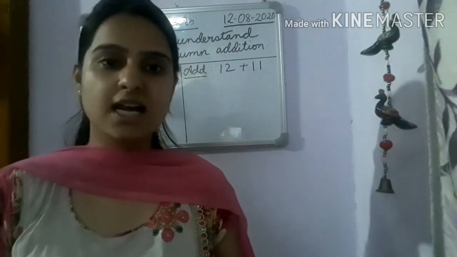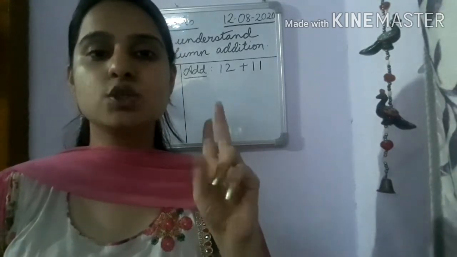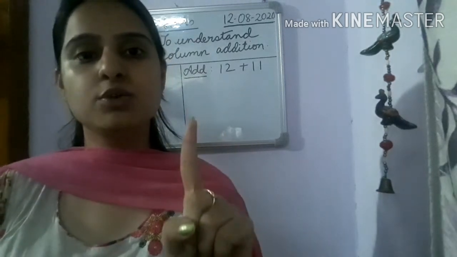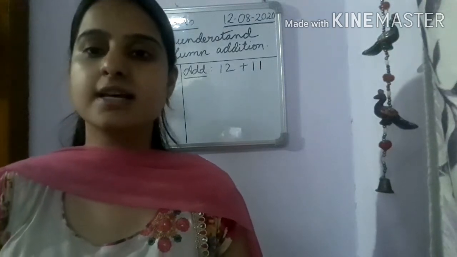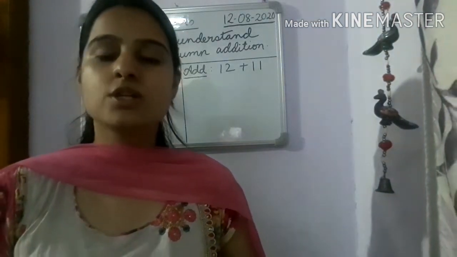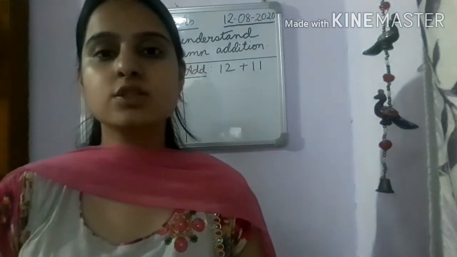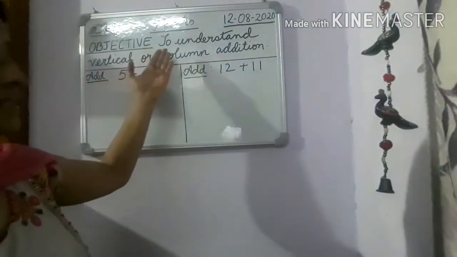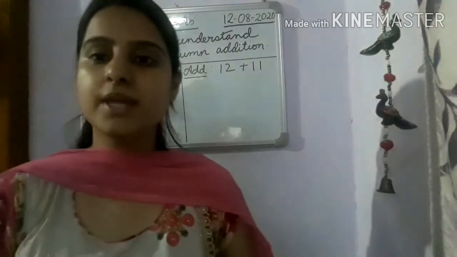So let's start the class. Do you remember what we did in the previous class? We did two methods of addition, that is first addition using number line and second addition using fingers. Is it clear to you all? So today we will start with third method of addition, that is column or vertical addition. The objective of the class is, children, to understand vertical or column addition.